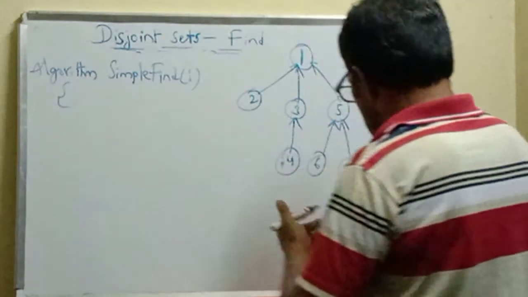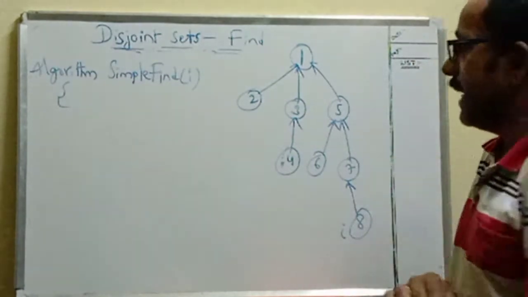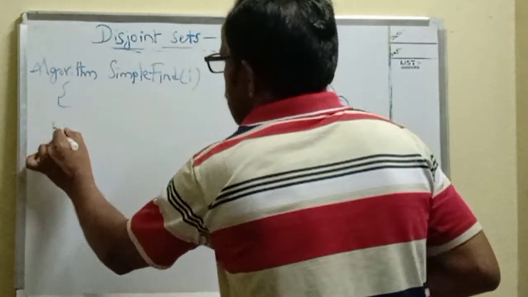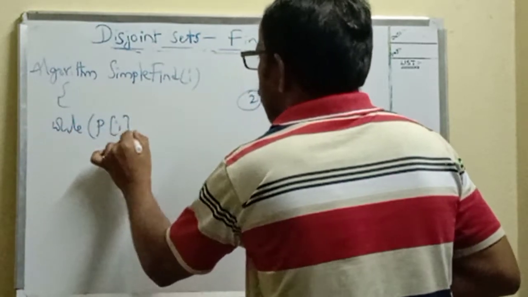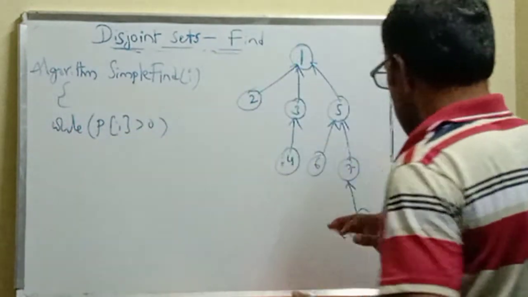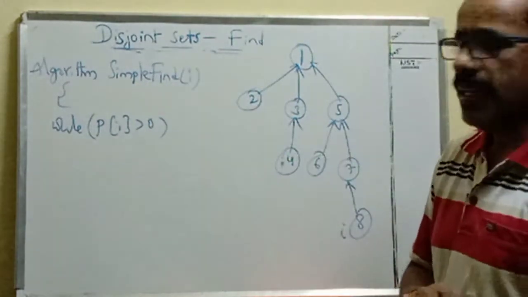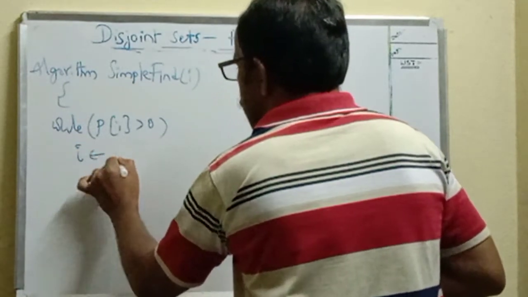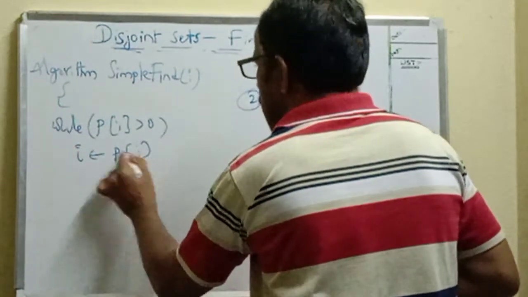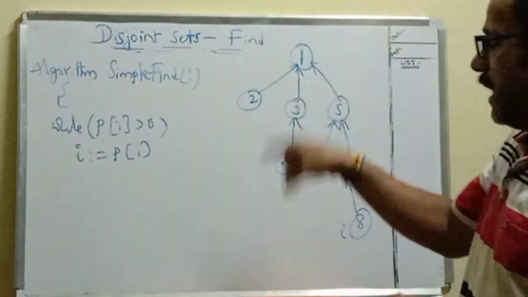Okay, now start at I. Suppose you want to find 8, then start at I, and we need to check this condition while parent of I is greater than 0, which means there is a parent for I. Then update I as parent of I, or you can take equal. Repeat this procedure.